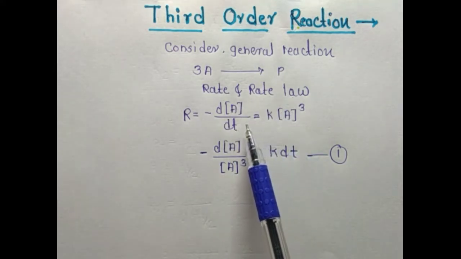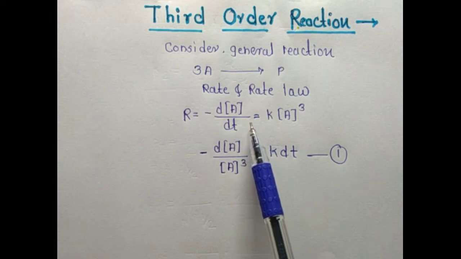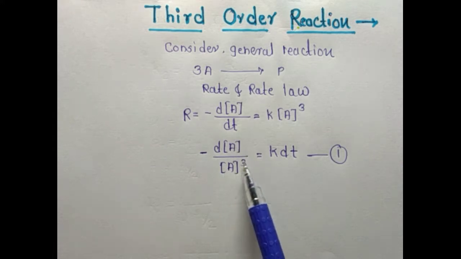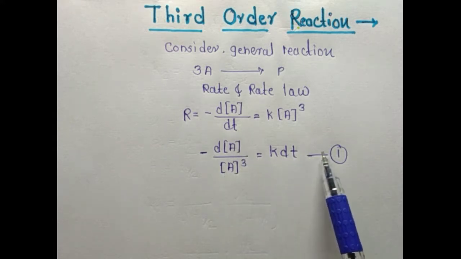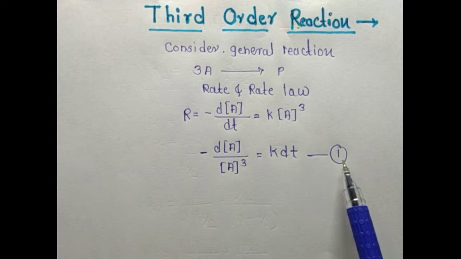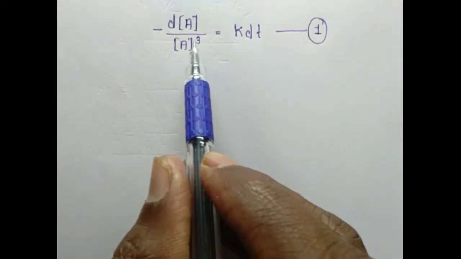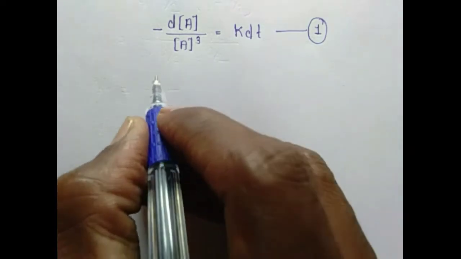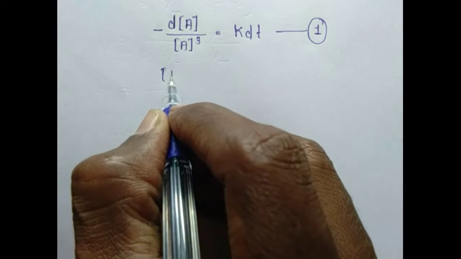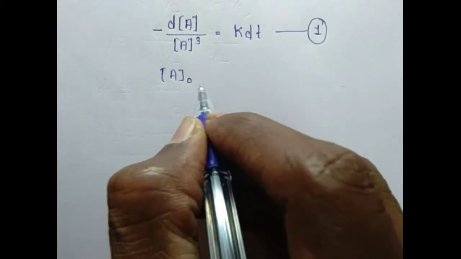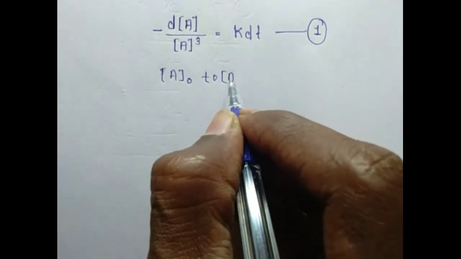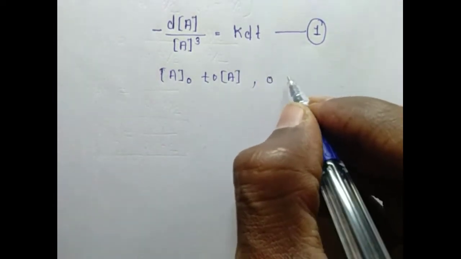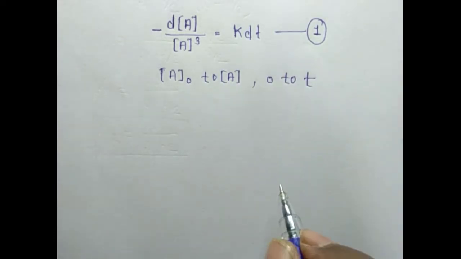Then by rearranging this equation, we get minus dA upon A cube is equal to K dt. This is our equation number 1. In equation number 1, the concentration of reactant changes with change in time. That's why the concentration of reactant changes from A0 to A at time t, and the time changes from 0 to t here.